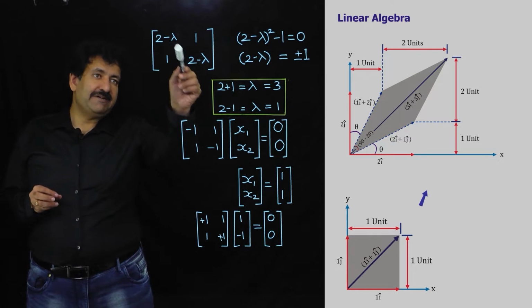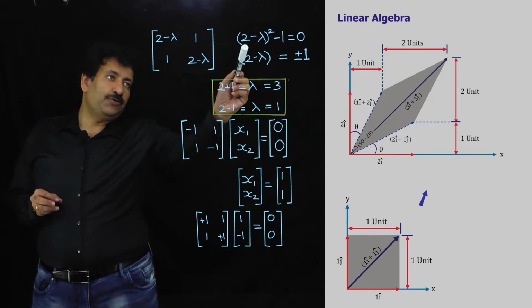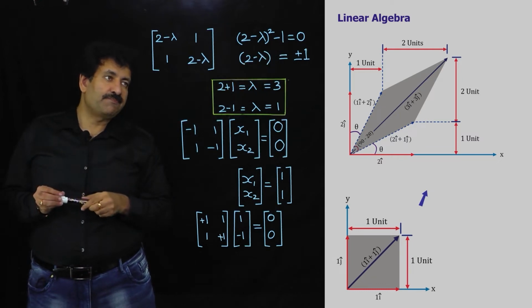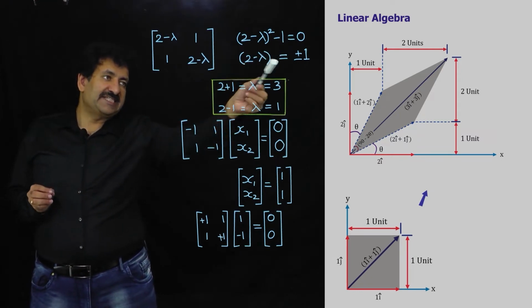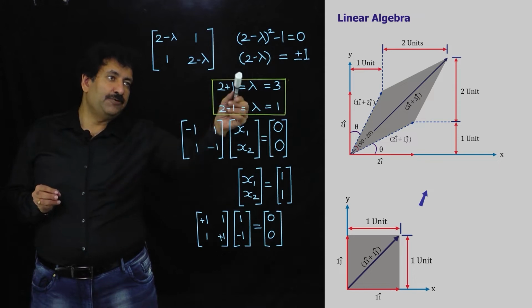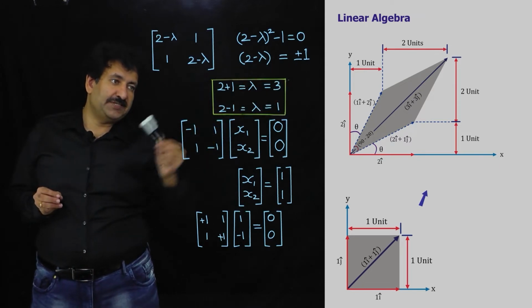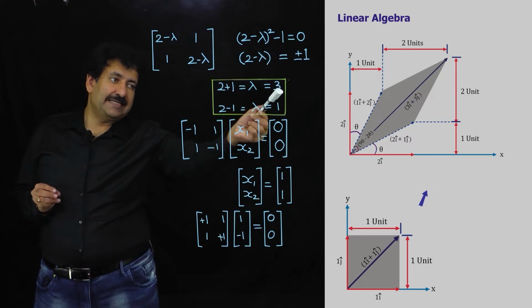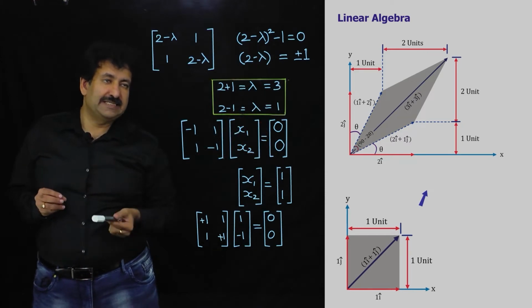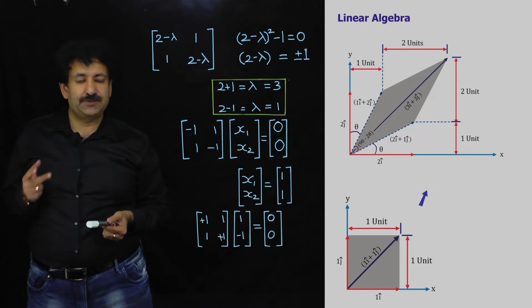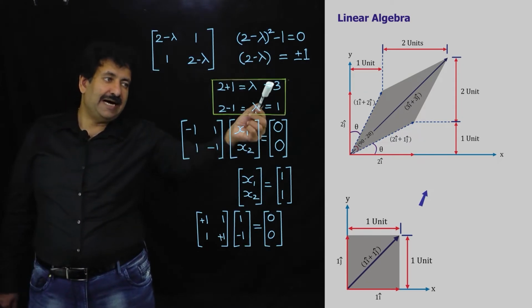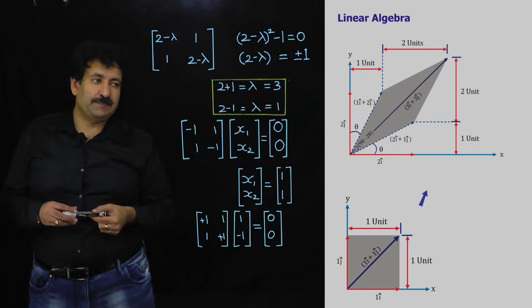In this case, when I do that, I will get (2 minus lambda) whole square minus 1 is equal to 0. And if I take square root on both sides, I get 2 minus lambda is equal to plus or minus 1. And when I simplify, I get lambda either to be 3 or 1. That means the two distinct eigenvalues possible for the transformation matrix are 3 and 1.